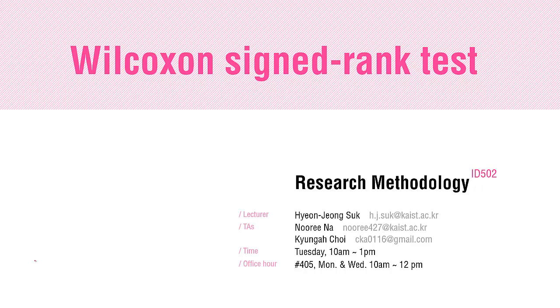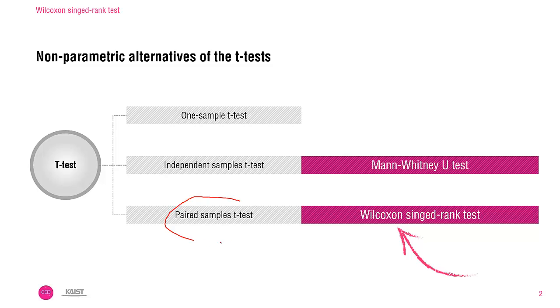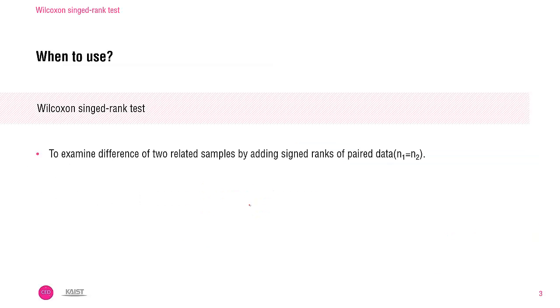Hi, this video is about the Wilcoxon signed rank test. The Wilcoxon signed rank test is a non-parametric alternative of the paired samples t-test. It is used to compare the difference of two related samples by adding the signed ranks of paired data. The signed rank here indicates that you apply the sign function for the difference. When the difference of a pair is not zero, the sign function will result in either +1 or -1.